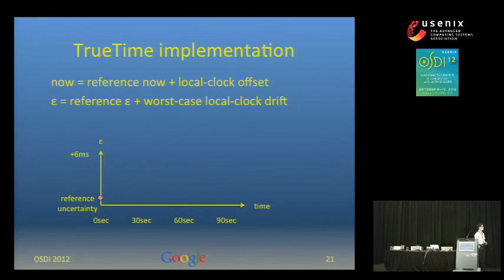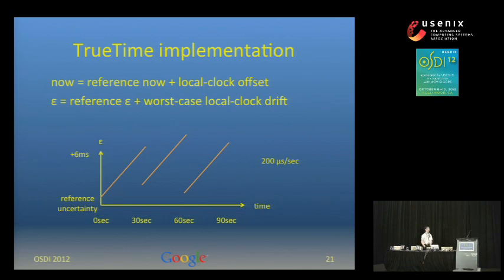So let's say we compute epsilon at time 0. We assume that the clock drifts at most 200 microseconds per second. So roughly, we add 6 milliseconds onto the value of epsilon over 30 seconds. Then the next 30 seconds, we talk to the time masters. We compute reference uncertainty again. And again, it increases at the rate of 200 microseconds per second. So this is, in some sense, the magic constant underlying TrueTime for our platforms.